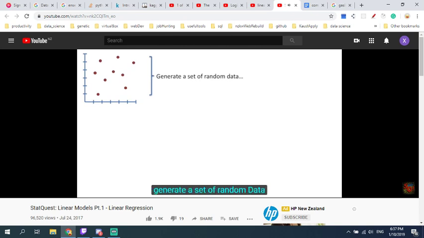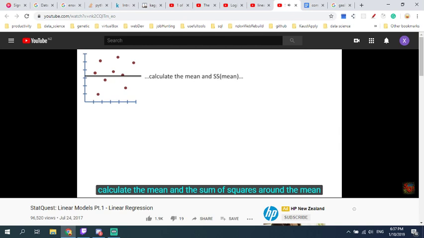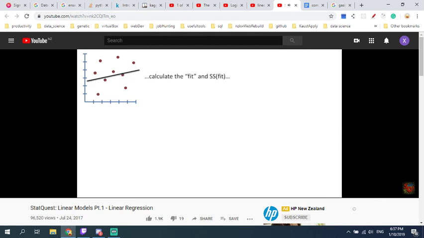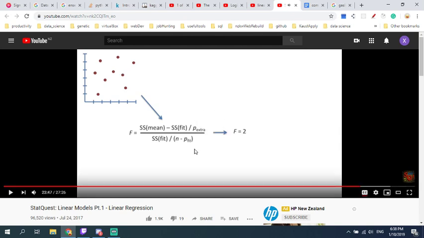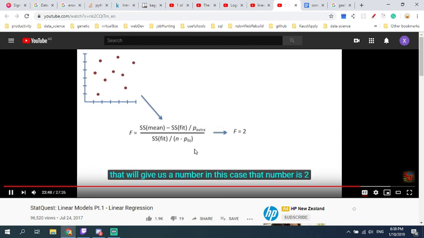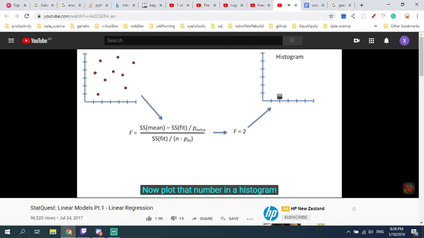Conceptually, generate a set of random data. Calculate the mean and the sum of squares around the mean. Calculate the fit and the sum of squares around the fit. Now plug all those values into our equation for F, and that will give us a number. In this case, that number is 2. Now plot that number in a histogram.